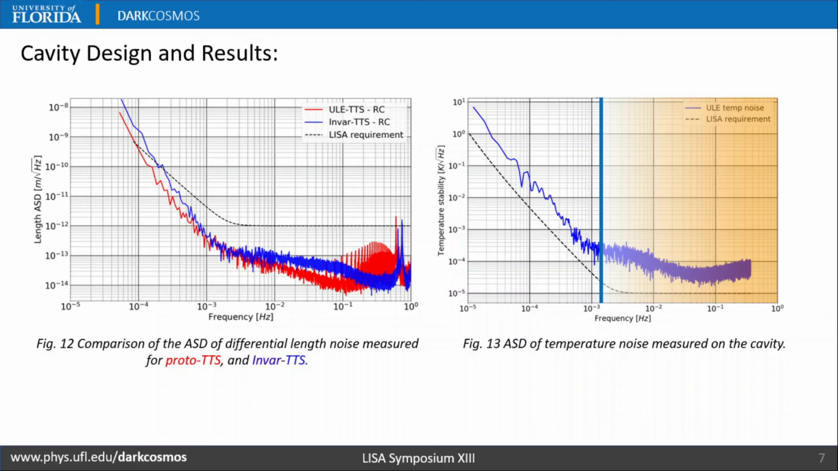In figure 13, we see the temperature noise in our measurement setup, which is at 100 microkelvin per root hertz. This is one order of magnitude above the expected in-flight temperature noise for LISA. This indicates to us that with the current TTS designs, temperature noise should not limit our measurement given a better thermal environment. However, there might be other limiting noise sources which could scale with length and cause a problem.